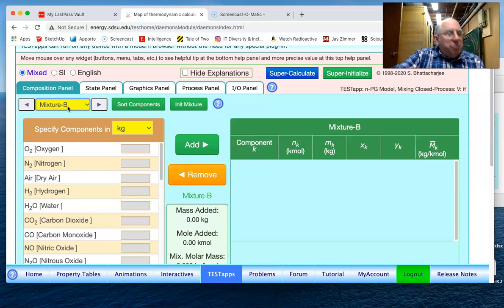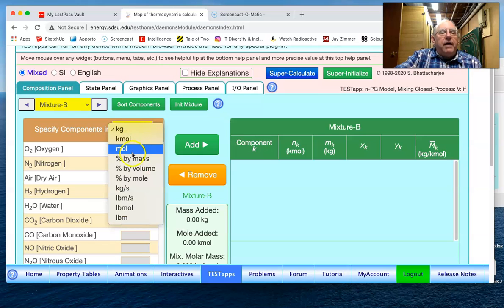And we know that mixture B now, everything is cleared out because I've selected a new mixture. And so now we know about mixture B, which is the right-hand side tank. It is simply oxygen only. And so we can specify this any way that we want. Obviously, we can put it in as just 100 kilograms of oxygen. We could put it in as 100% by mass of oxygen. We can put it any way we want.